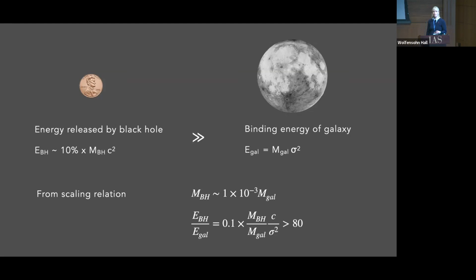And this is kind of crazy when you think about the sizes that are involved, right? Because the supermassive black hole compared to the size of the host galaxy is as if you would compare the size of a penny to the size of the moon. So it's a factor of several smaller, but still it can probably shape the evolution of the host galaxies quite a bit.